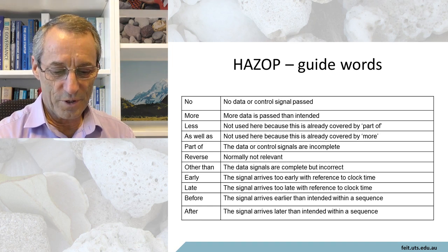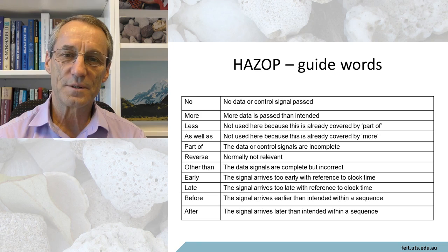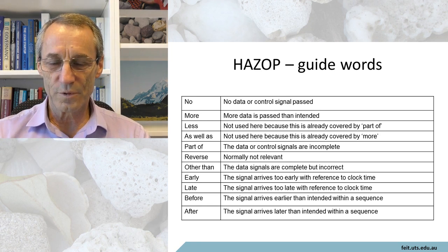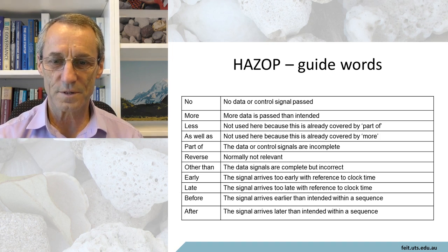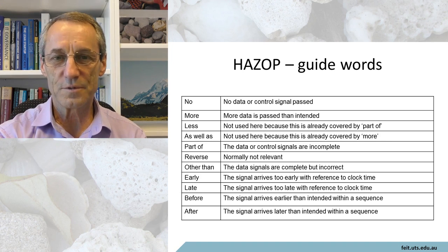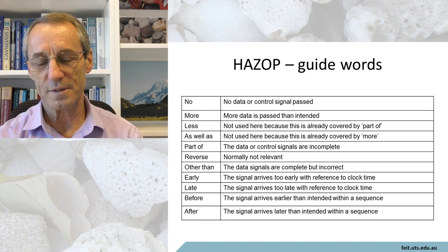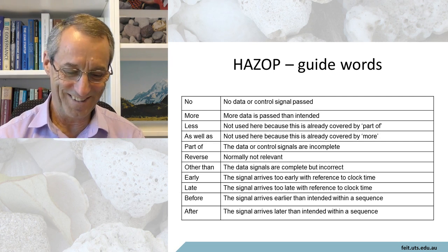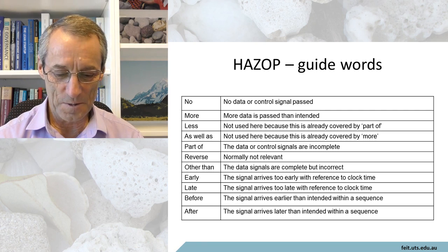Early: the signal arrives too early with reference to clock time. Bear in mind, we're talking about a real-time control system, and we're expecting a signal at a certain time. It arrives, but it's far too early. Is that going to matter? Or late: it arrives, but it's too late. It's fun to think of these things.